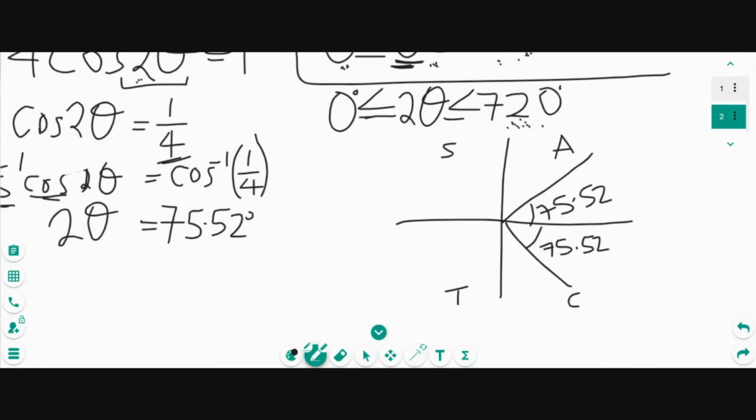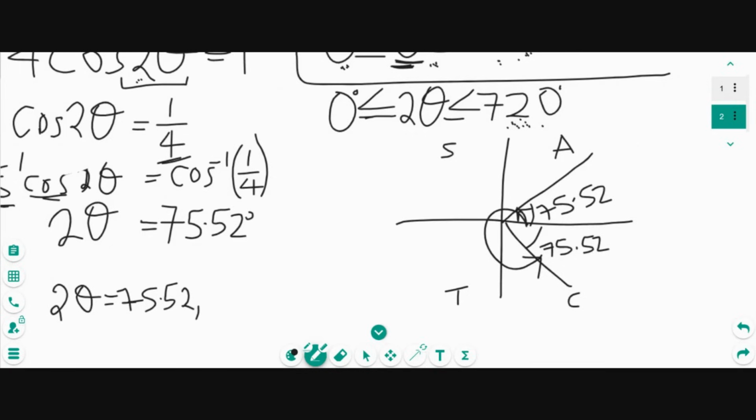Okay. Then I get my values. I read off the values from the positive axis. The first value is 75.52. The second value is this one. But my range is still big. So my values of 2 theta are 75.52.